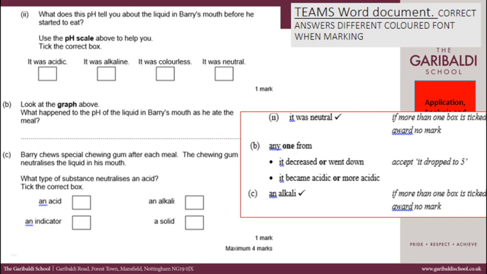And then part C, Barry chews special chewing gum after each meal. The chewing gum neutralizes the liquid in his mouth. What type of substance neutralizes an acid? So think back to when I told you about the bee sting. So bee sting is acidic, and we use an alkali to neutralize it. So if you said the answer alkali, you would have got it correct, because remember, it neutralizes. It brings it to pH 7.